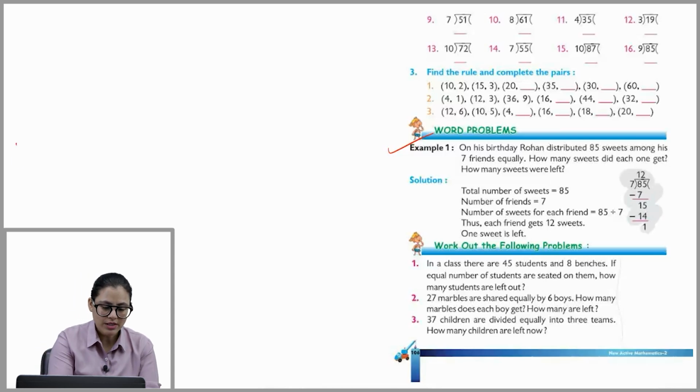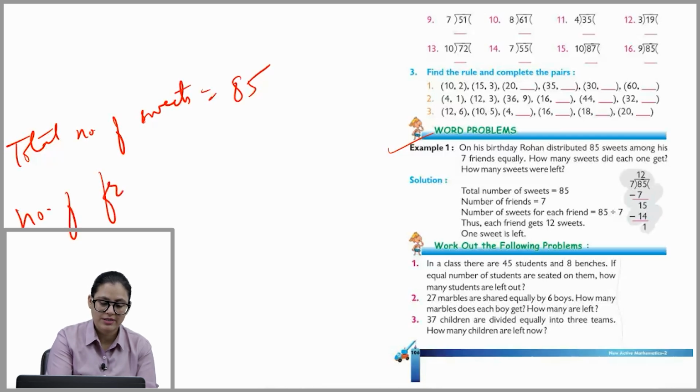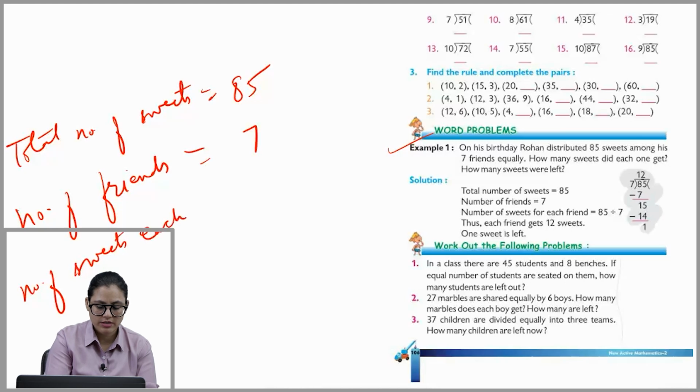So, total number of sweets, 85. Number of friends. How many friends did he have? 7. So, number of sweets each friend got. Okay. What will you do? You will divide 85 divided by 7. Let's divide it.